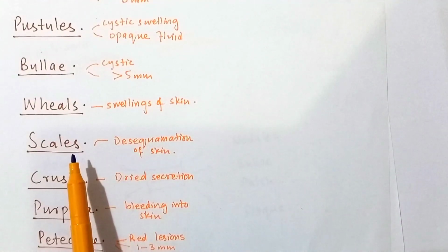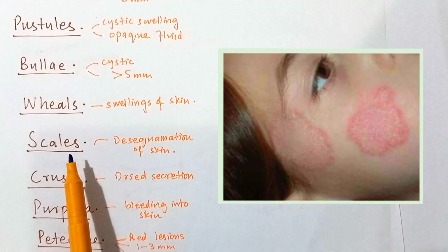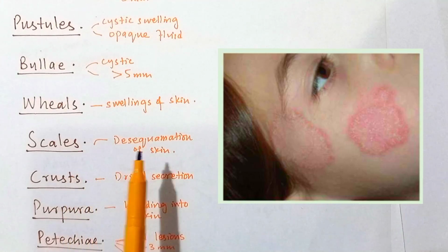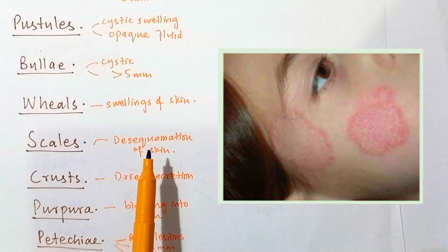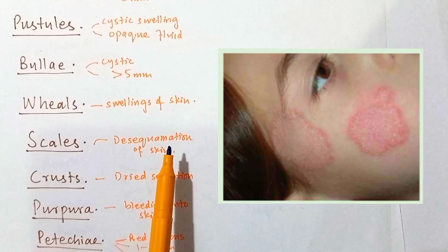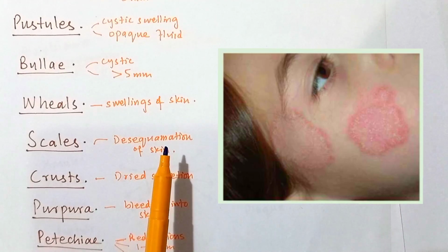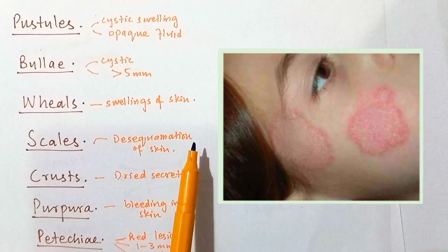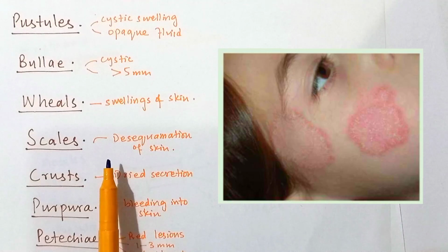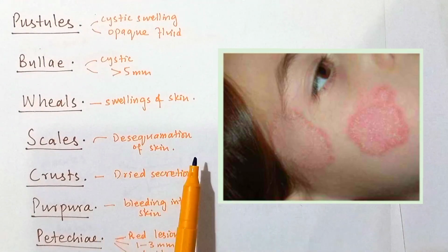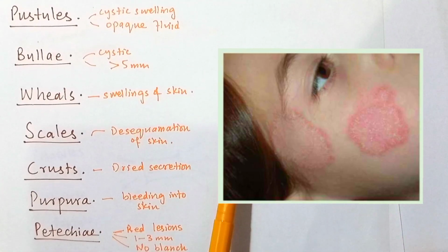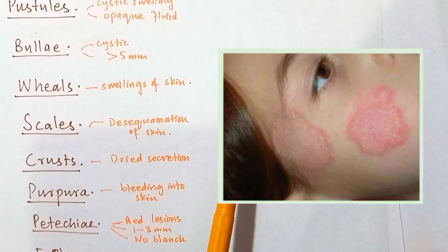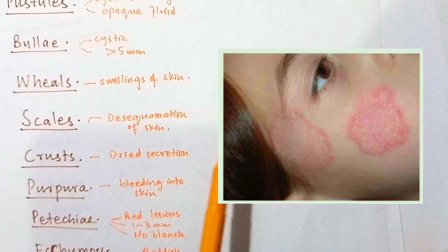Next one is the scales. Scales are formed by the abnormal desquamation of the superficial layer of skin. These are the flakes of the confined skin layer. The scales are formed in psoriasis. You can see the diagram or the picture of the scales on the screen.